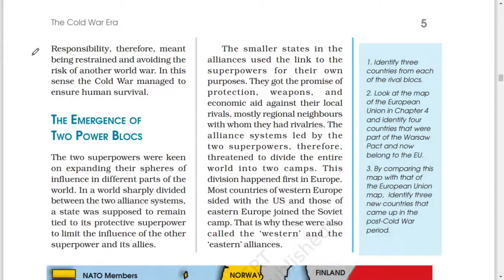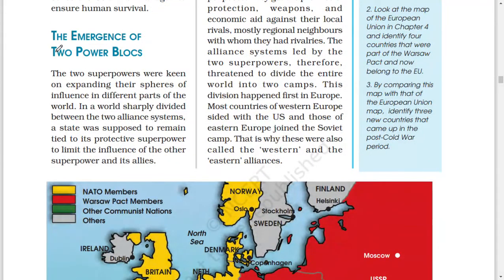Responsibility therefore meant being restrained and avoiding the risks of another world war. In this sense, the Cold War managed to ensure human survival. The emergence of the two power blocs.